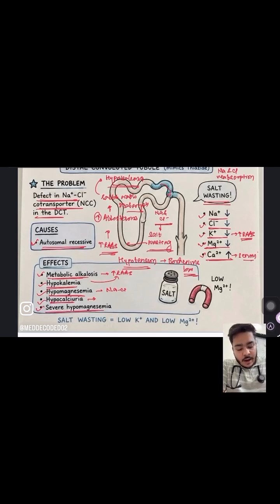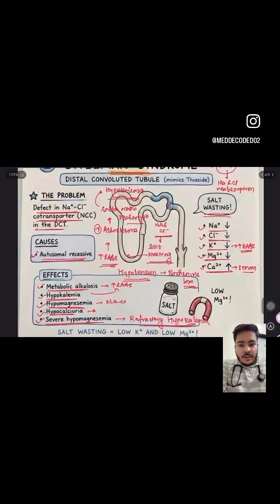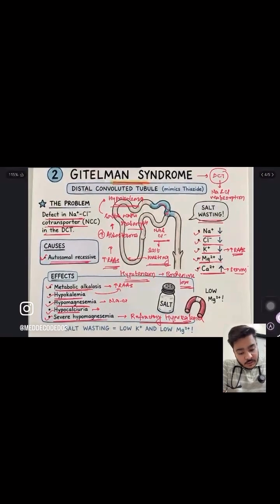And you can have a severe hypomagnesemia. Now, this severe hypomagnesemia can lead to refractory hypokalemia. Okay, so your potassium will not be corrected unless and until you correct the magnesium. So these are the effects of Gitelman syndrome.